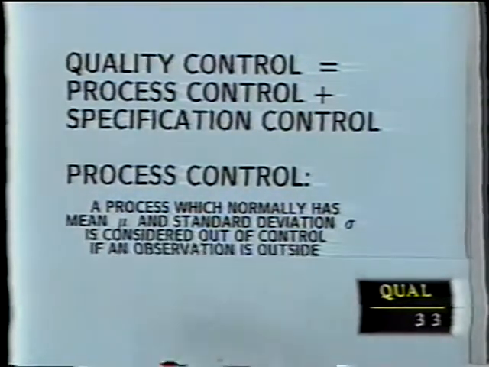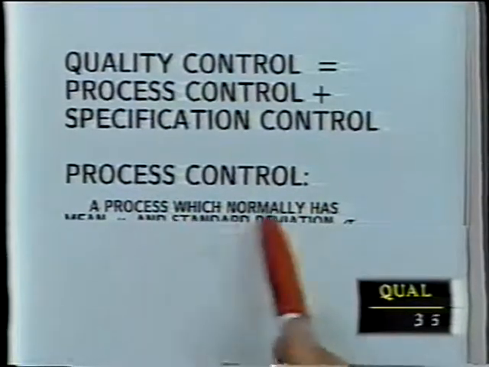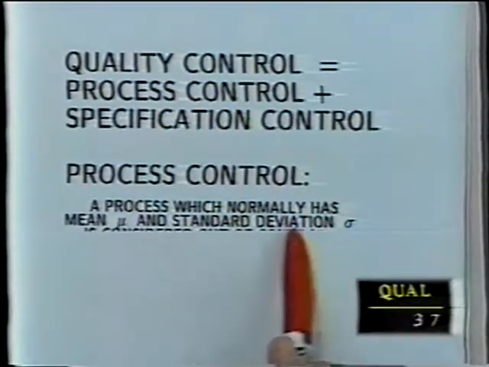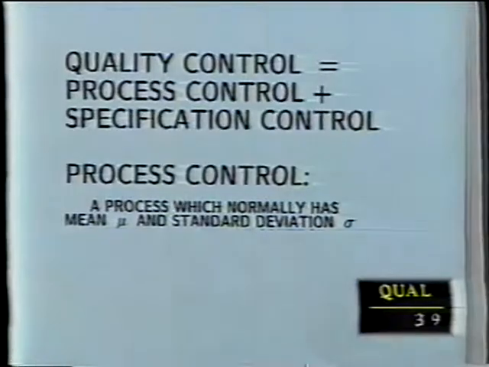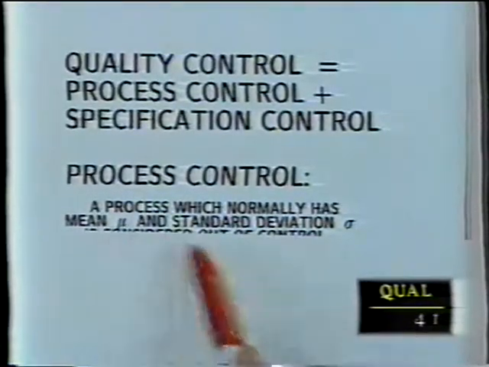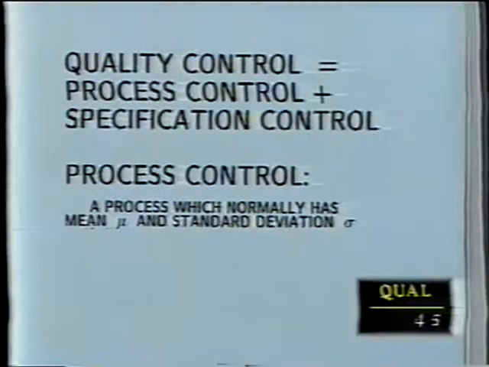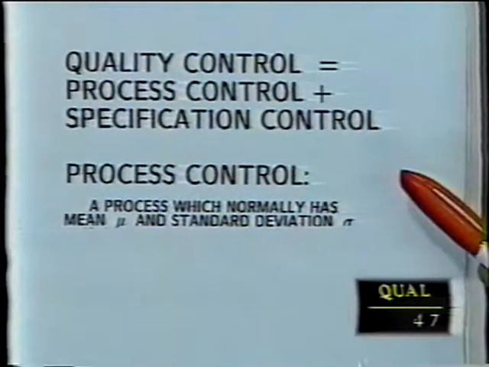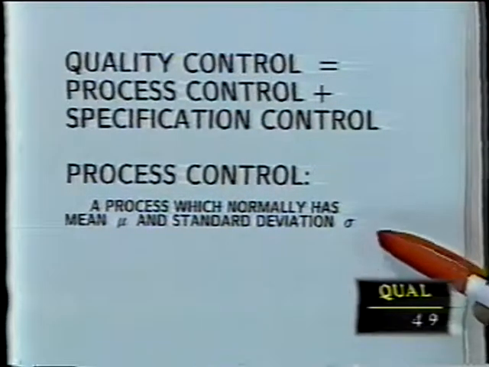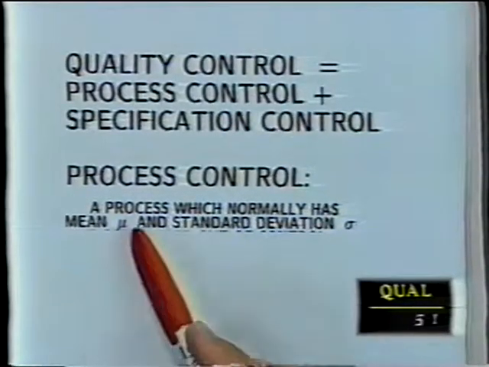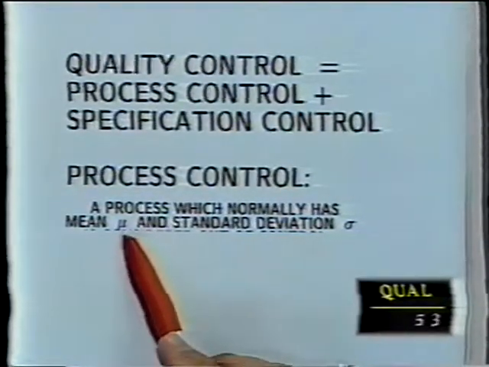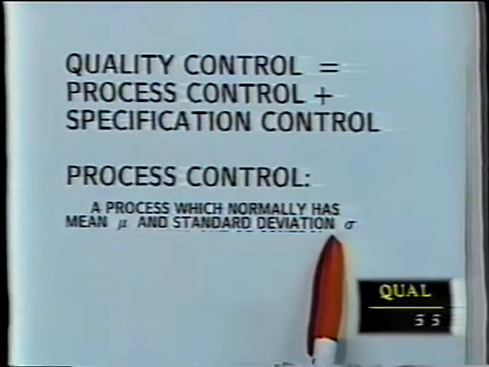Process control. A process which normally has a mean mu and a standard deviation sigma. What does that mean, first of all? How can I say mu and sigma? Don't I mean x bar and s? Well, yes and no. The reason I say it has a mean mu and a standard deviation sigma is because I want to imply that I pretty much know what the mean and standard deviation of my process is.